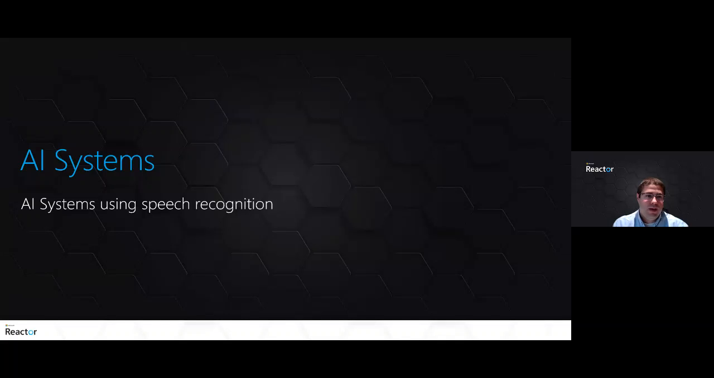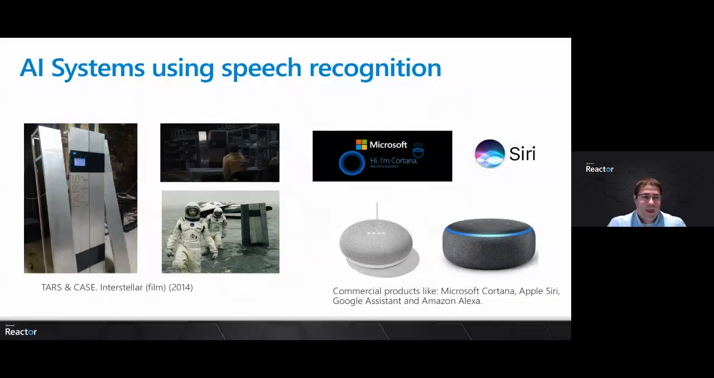Before, I just want to talk about AI systems using speech recognition. On the left side, I'm a big fan of movies, and I really like all the artificial intelligence movies. There is one movie, the Interstellar movie, that was launched in 2014. And there are two robots, one is TARS and the other one is CASE. They help the humans to explore space. If you didn't have the chance to watch it, I really recommend you go and watch.